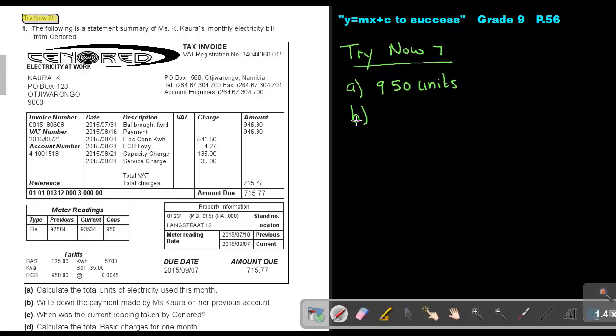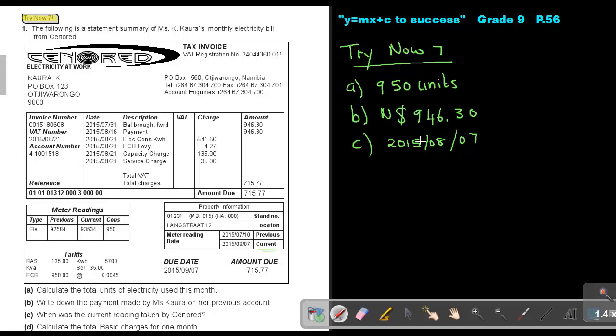And then number B, write down the payment made by Mrs. Kaura on her previous account. It seems to me she paid, you see there, payment. So she paid everything. 946.30. And then number C, when was the current reading taken by Cenerate? Okay, current, can you see? And can you see the date there? So it looks like it's 2015-08-07, the 7th of the 8th month.